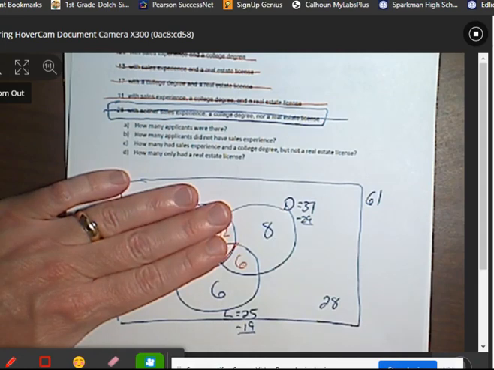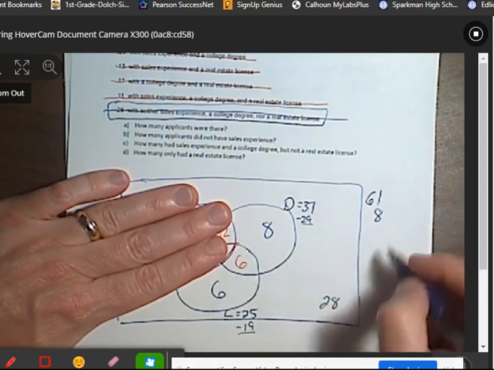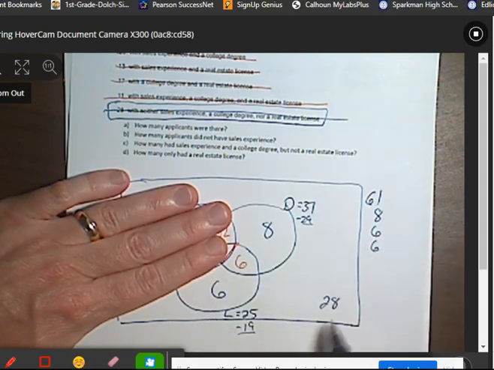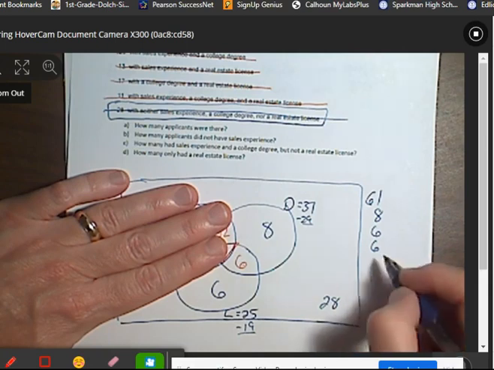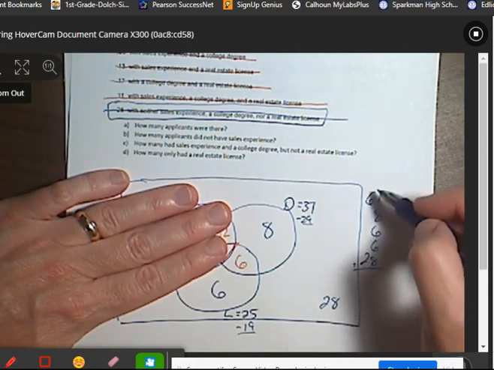So once you take out the circle number that added up to 61 here, we had 8 that had just a degree, 6 that had some here, 6 that were just a license, and there were 28 people that didn't have anything at all. So then we put them over there, and then you just add all that up.